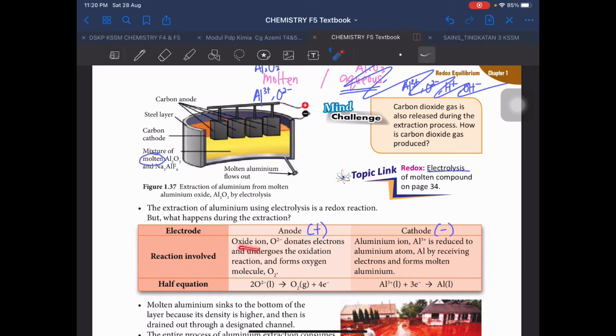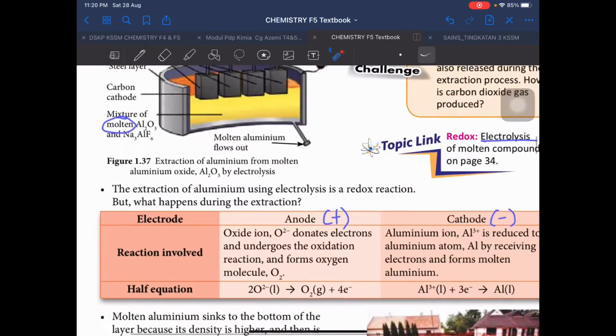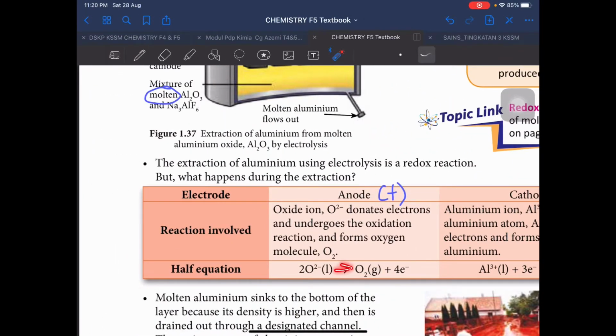Oxide ion, O2-, donates electron. Why donate? Because it is the anode. The anode always donates. Okay, so the half equation is going to be like this. Remember, when it donates already, because it is the anode, it goes straight with the arrow like this. So, O2- donates electron to become oxygen gas.